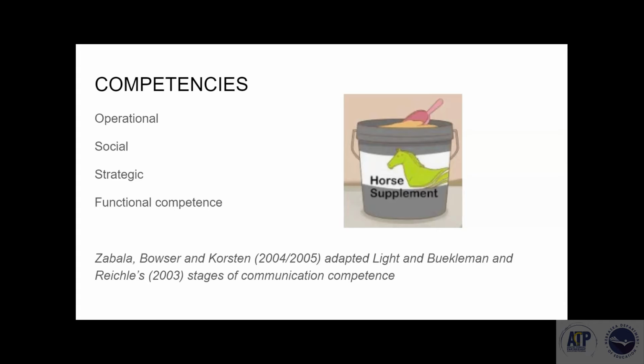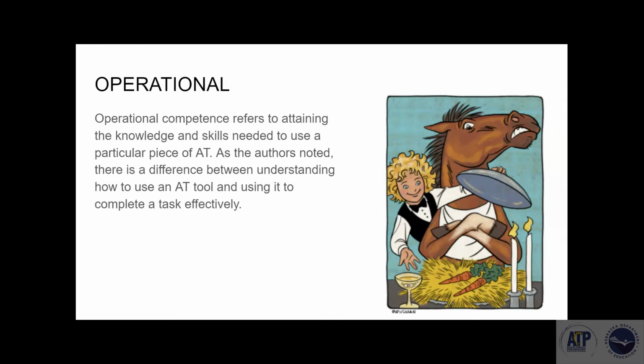This all comes from some research that was done by Zabala, Bowser, and Corsten in 2004 and 5, which was adopted from earlier work by Light and Buchelman and Reichel in 2003. So this comes from the research of communication competence and has made a really nice transfer over into assistive technology competence as well. First off, we have the operational competence.